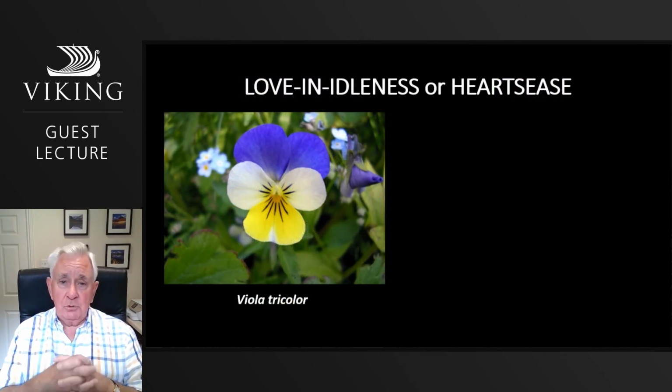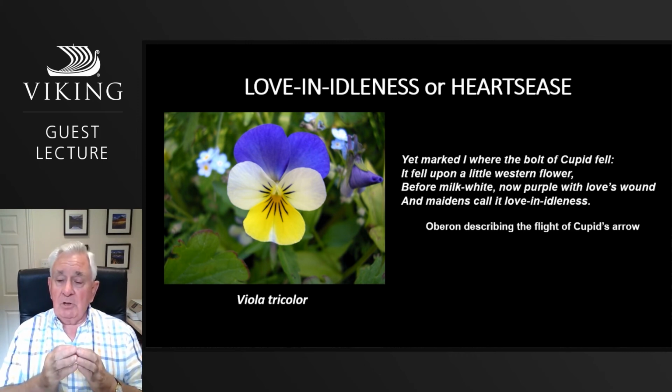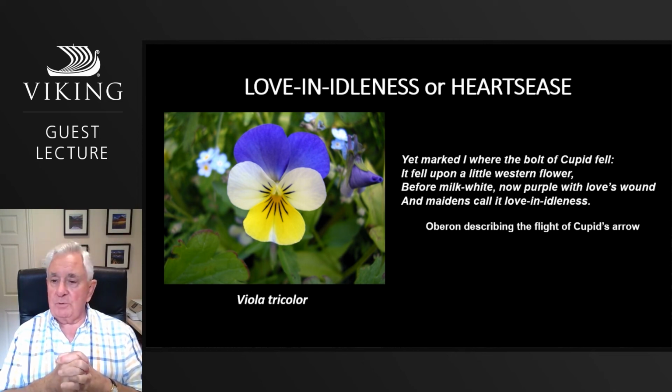Now, if we return to love and idleness or heartsease, this is the violet. You may recall again from A Midsummer Night's Dream, Oberon describing the flight of Cupid's arrow. Yet marked I where the bolt of Cupid fell, it fell upon a little western flower. Before milk white, now purple with love's wound, and maidens call it love and idleness.